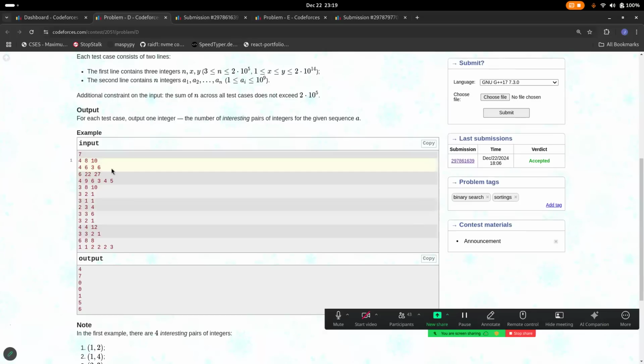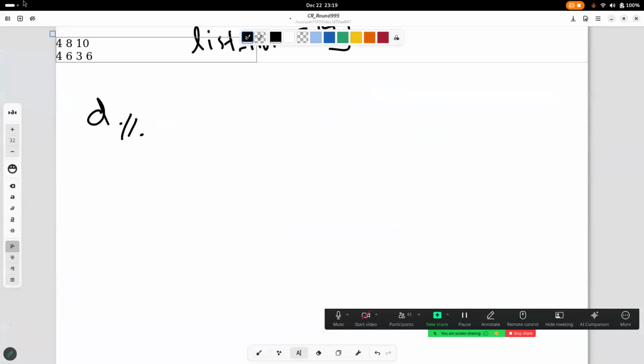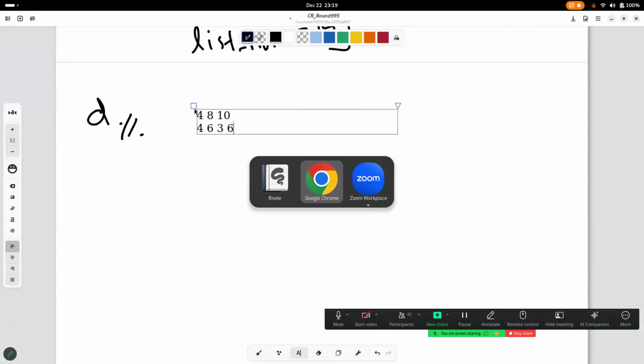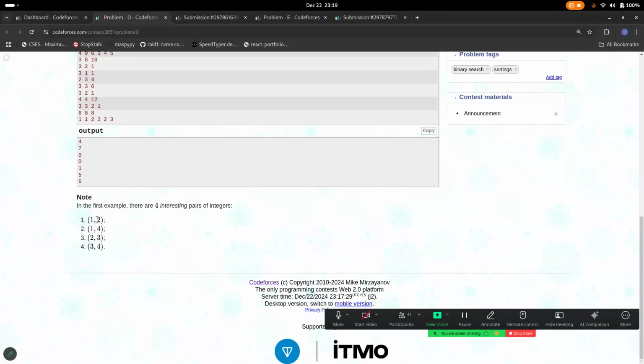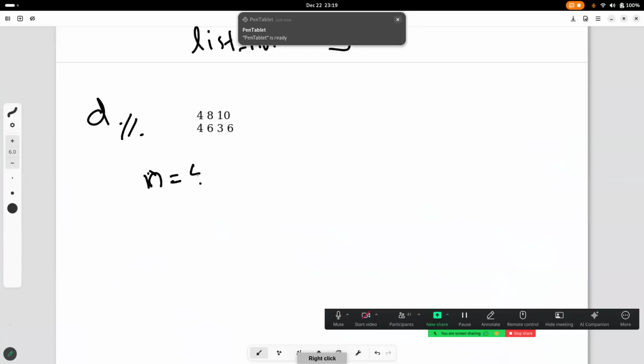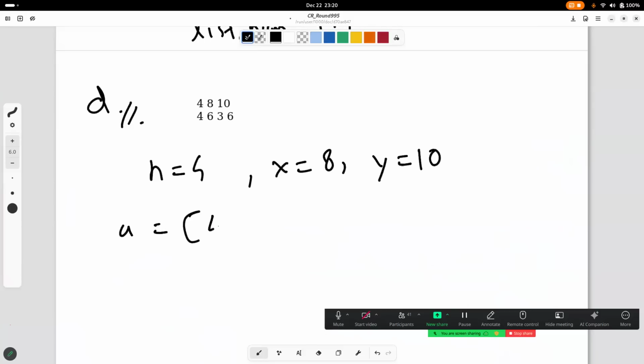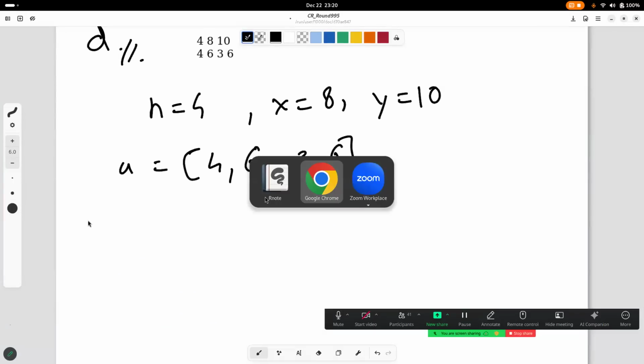Now, before going over the test case, let's just go through the first test case. Then we can discuss a bit about the intuition behind this problem. So according to the first test case, we had n equal to 4, x equal to 8, and y equal to 10. And our array, or sequence, A was 4, 6, 3, 6.